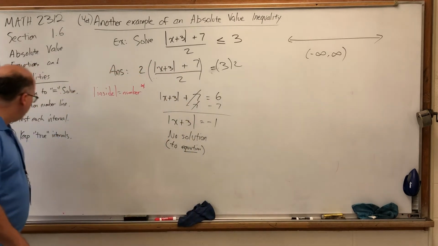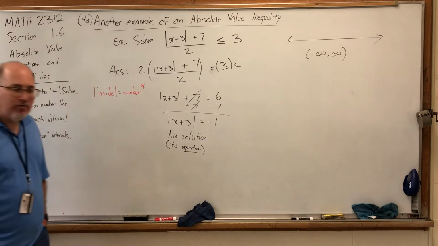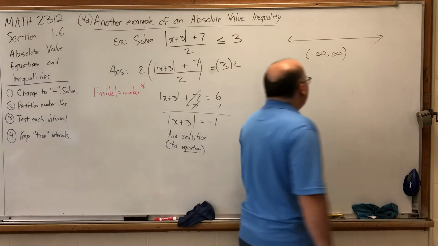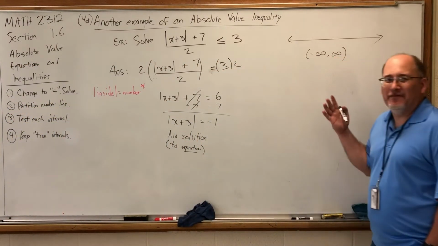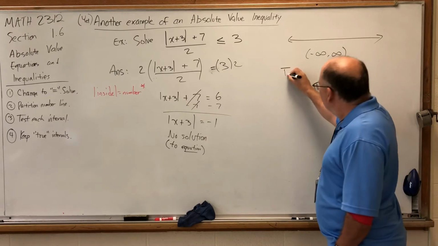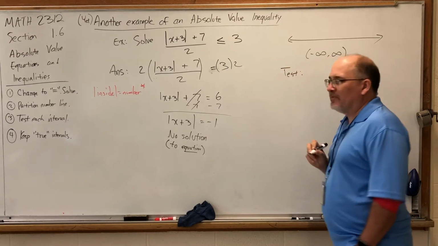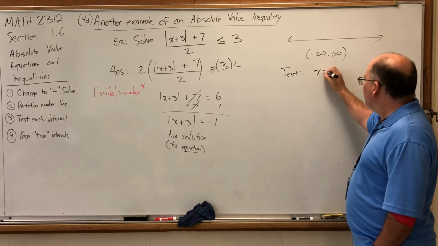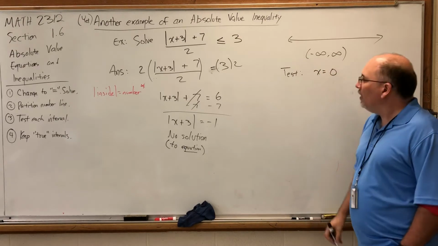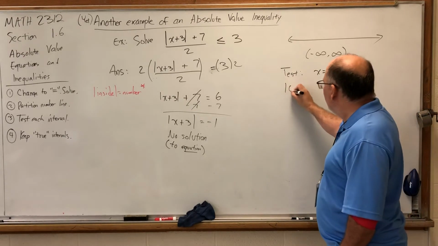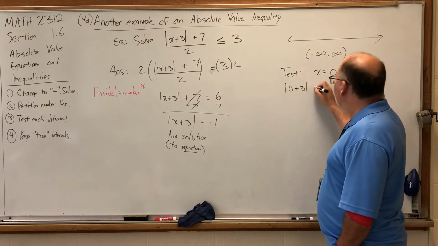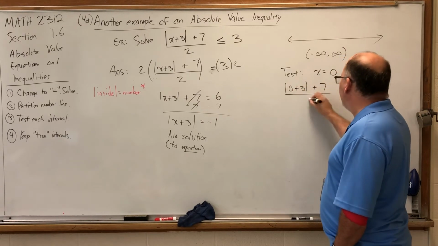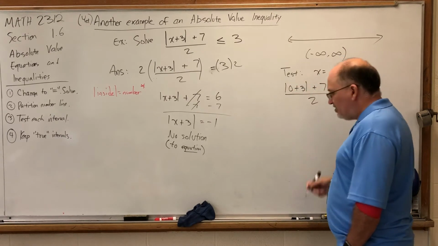Speaking of which, the third step is to test each interval. We need to pick a number between negative infinity and infinity. We have a lot of choices. I would choose something simple, like x equals 0. All right, let's test x equals 0. I'm going to go ahead and write the inequality with the 0 substituted for the x, but let me tell you what's going to happen.